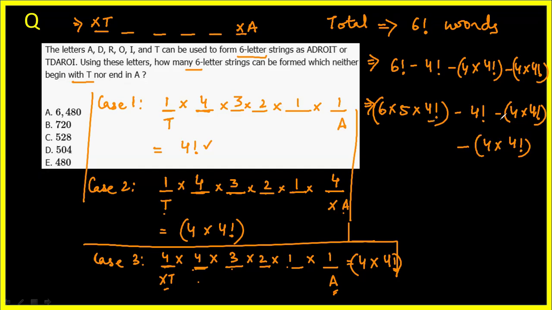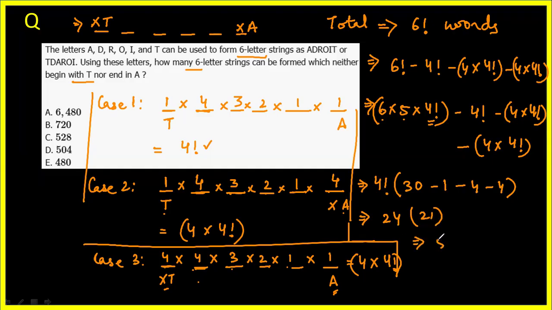Now, 4 factorial can be taken common throughout. If we take 4 factorial common everywhere, what is left? From the first term, 6 into 5, that is 30, minus 1 remaining, minus 4 remaining, minus 4 remaining from the last term. That means inside the bracket we have 30 minus 1 minus 4 minus 4, and 4 factorial is 24. 30 minus 1 is 29, 29 minus 8 is 21. So our answer is 24 times 21, that is 504.